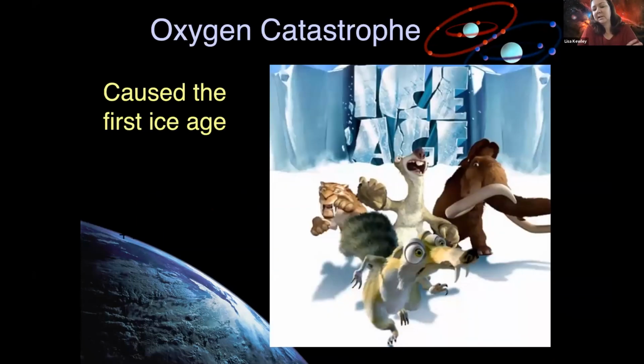Because there was less methane in the Earth's atmosphere, which had been keeping the Earth warm, it caused the temperatures to drop dramatically. This first ice age was before there was life on Earth. There was just bacteria. So before life as we know it, there weren't any creatures like the ones here in the Ice Age movie.